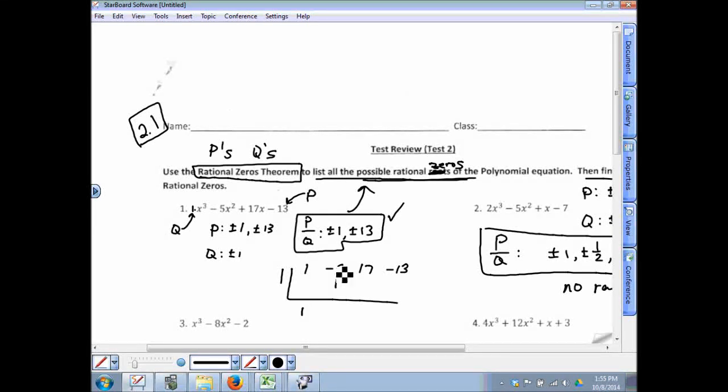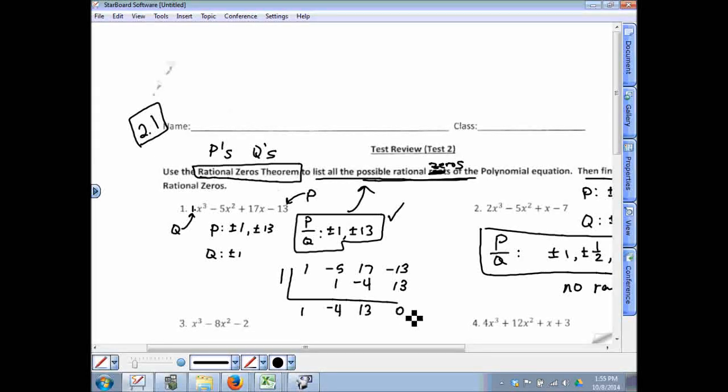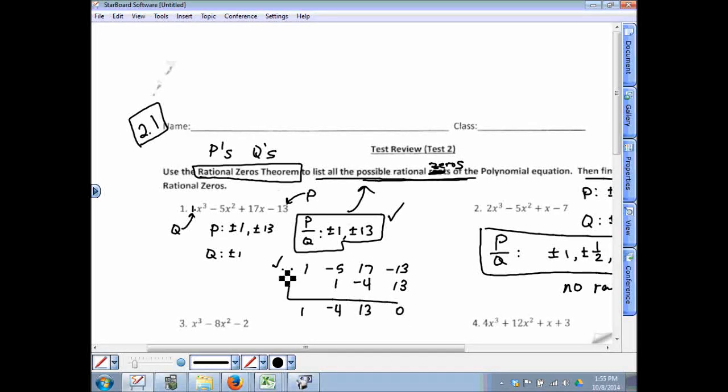So drop down the 1. 1 times 1 is 1. Negative 5 plus 1 is negative 4. 1 times negative 4 is negative 4. 17 plus negative 4 is 13. 1 times 13 is 13. So we get a remainder of 0. And that proved it. Now, had there been others on the graph that worked from this list, you'd have to prove those as well. So this would get credit answering the other part of the question, then find the actual rational zeros.